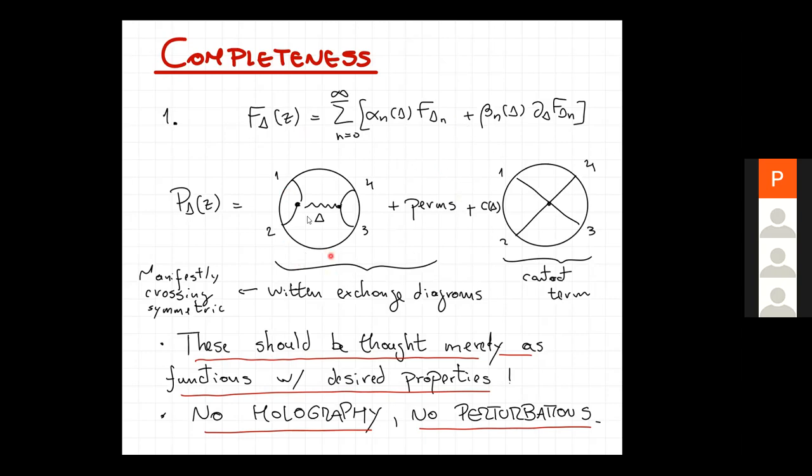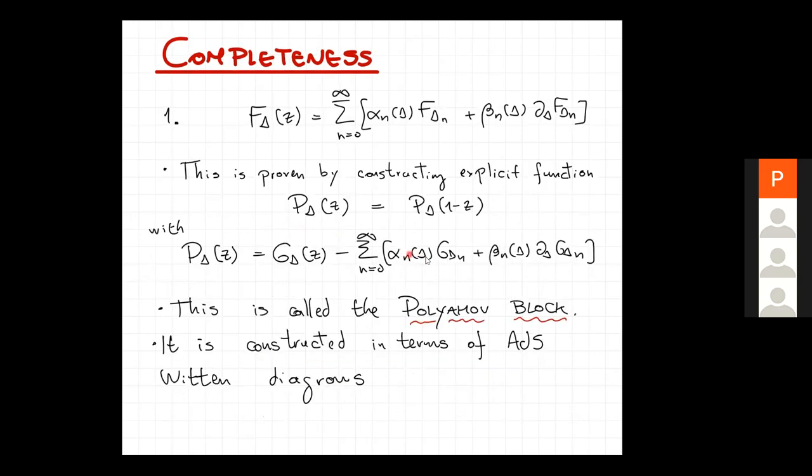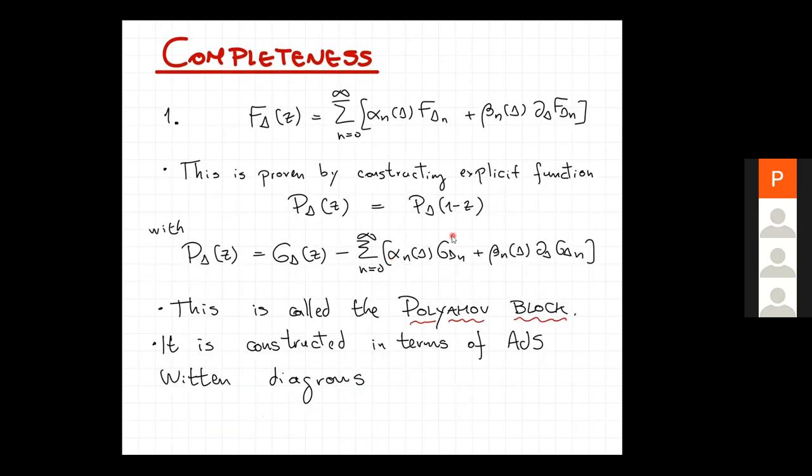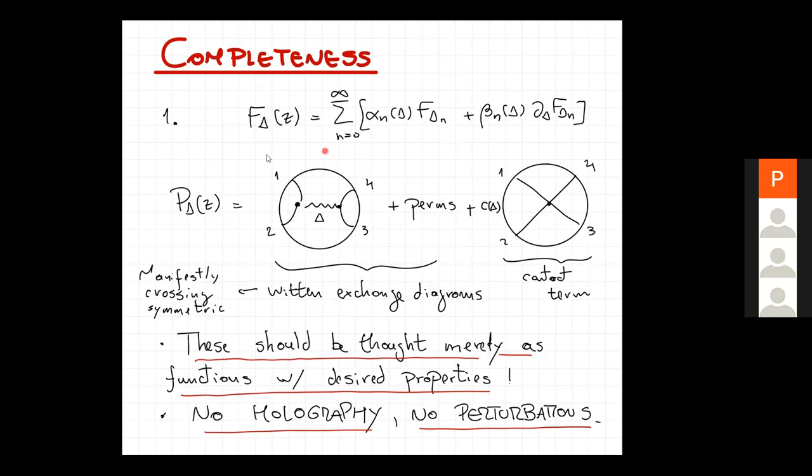So you compute these diagrams, and it's possible to choose this coefficient in a clever way, such that when I do the conformal block decomposition of this Polyakov block, I will get precisely these functional actions, which I know. I have the functionals, so I can just plot these. And so I can choose these coefficients such that they match this. And hence, I have proven this equation.